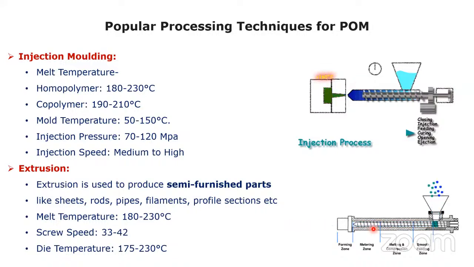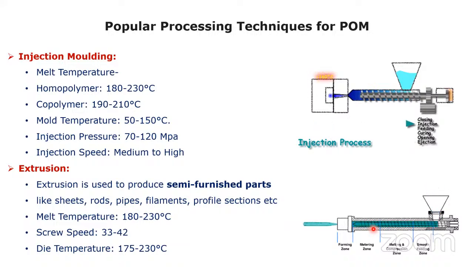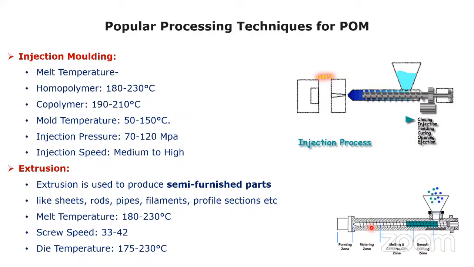What is the purpose of metering, is it for any purpose? Yeah, for each and every material the metering zone length and everything varies, because in the metering zone your material generally gets mixed properly with the help of the screw rotation and shear.